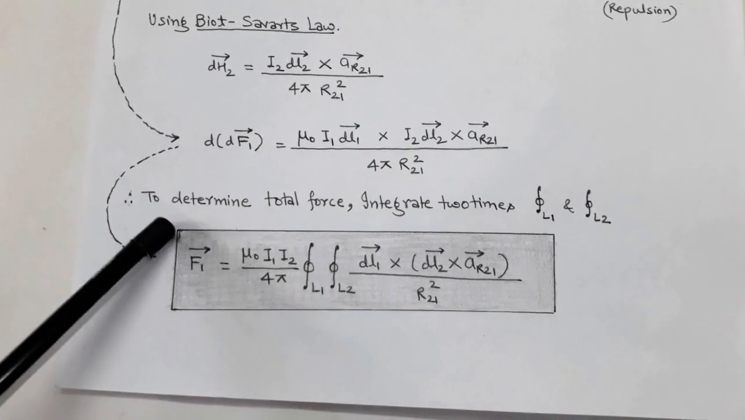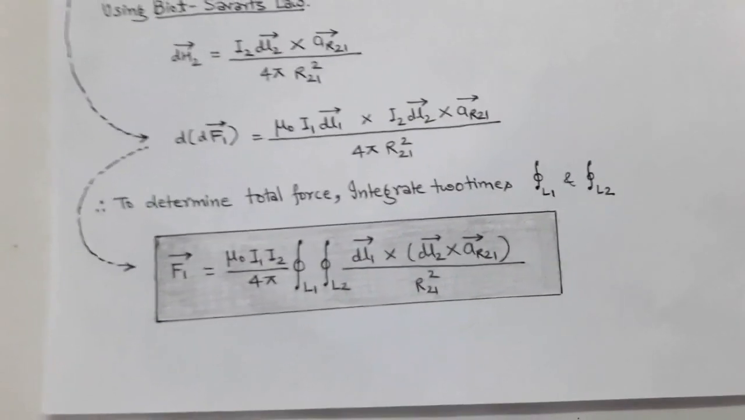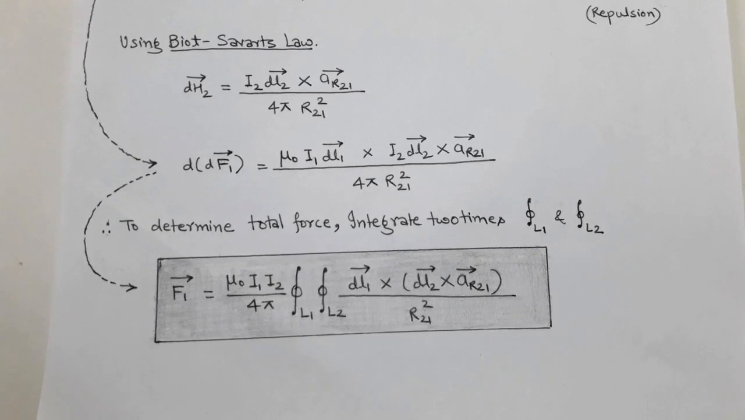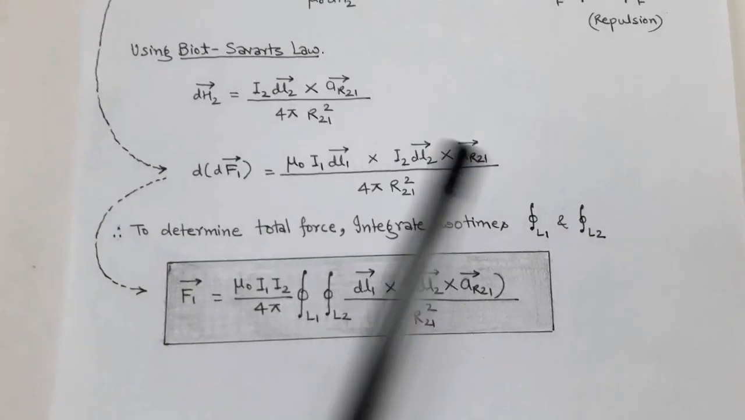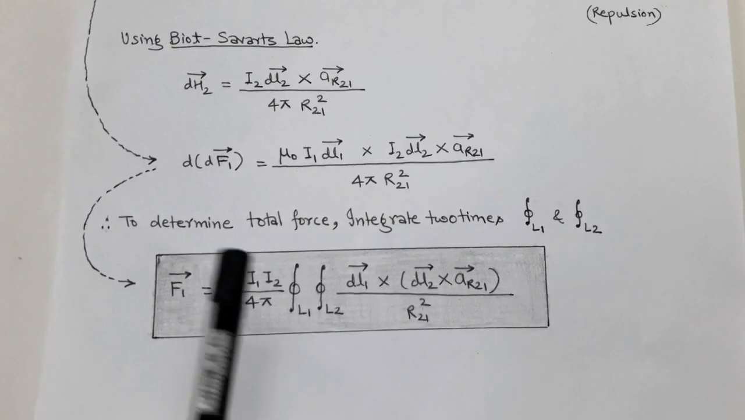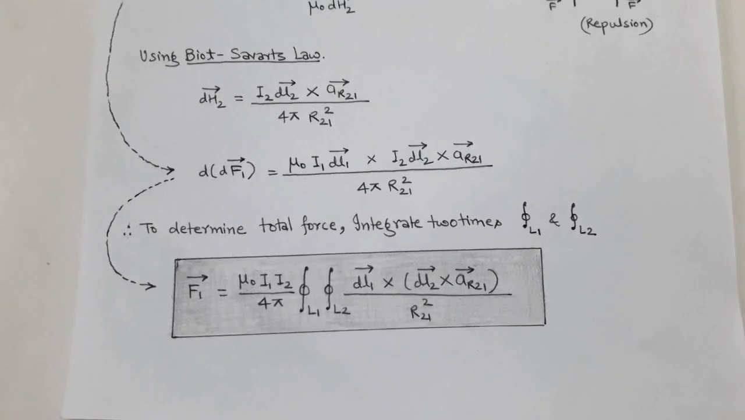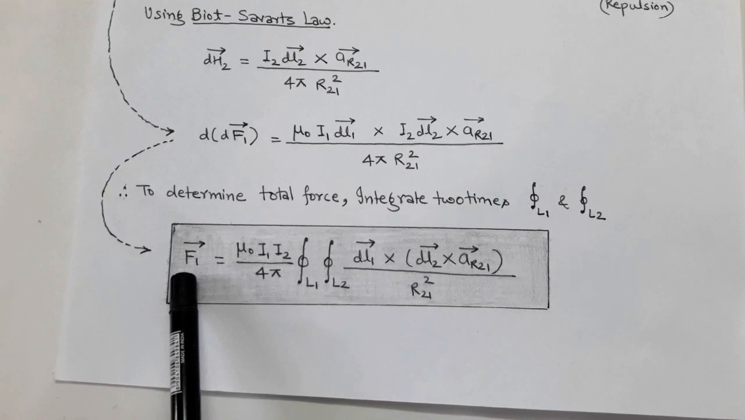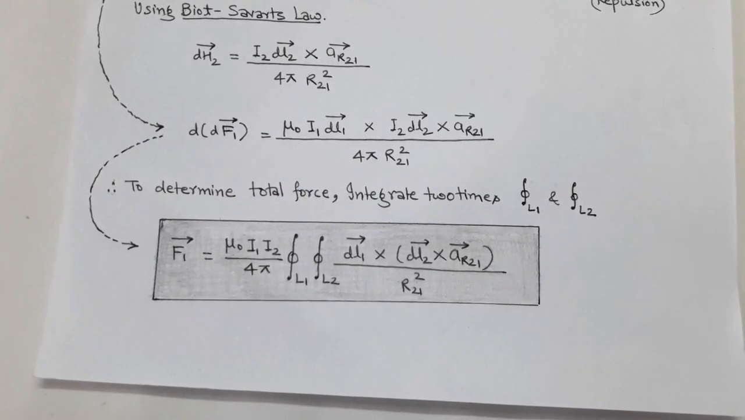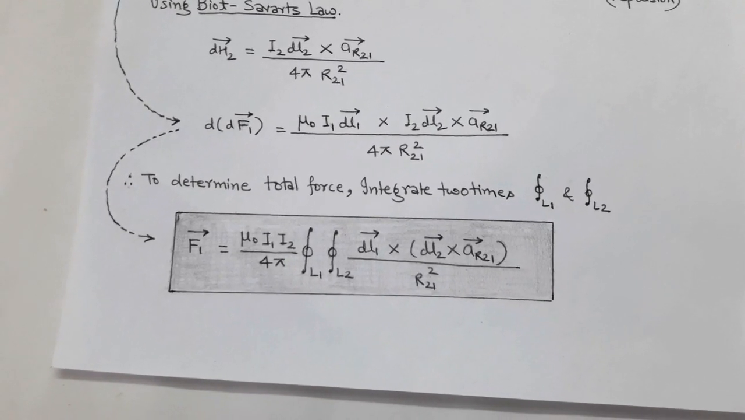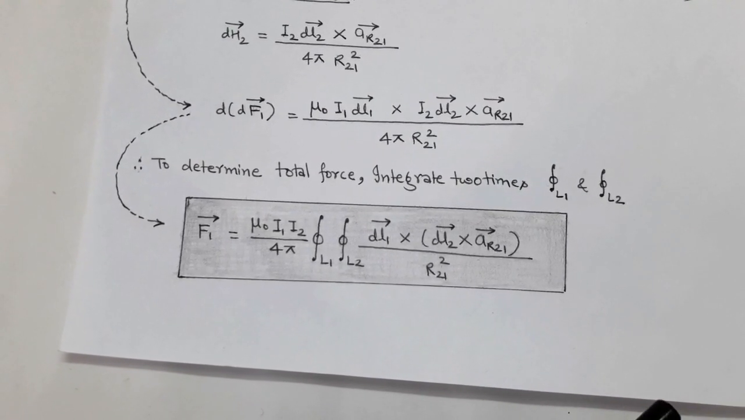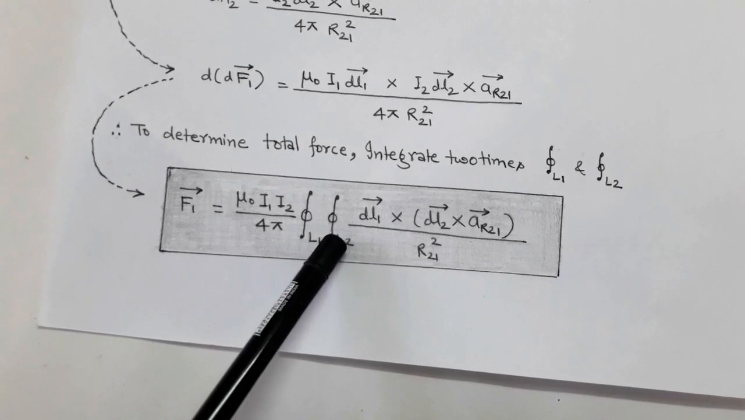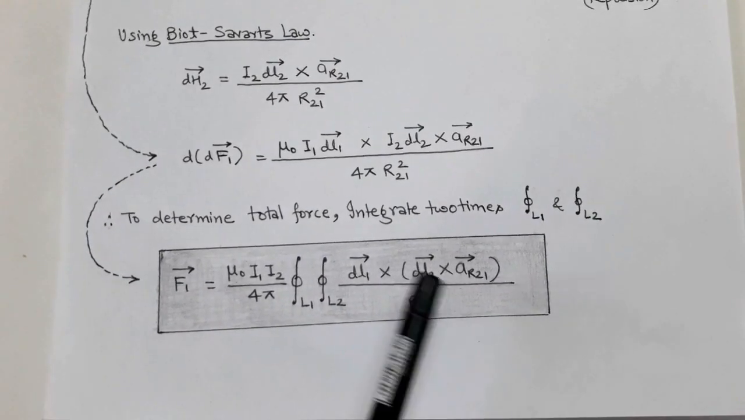To get the total force due to magnetic field B2, we take integration two times, that is closed line integration L1 and closed line integration L2. Because here there are two current elements I1 dL1 and I2 dL2, so we take two closed line integrations to get the total magnetic force. So the force on current element I1 dL1 due to magnetic field in the second loop, that is B2, is given by F1 equals mu naught I1 I2 upon 4 pi. This is a constant term, so we take it outside the integration, into closed line integration L1, closed line integration L2, dl1 vector cross dl2 vector cross unit vector r21 upon r21 squared.